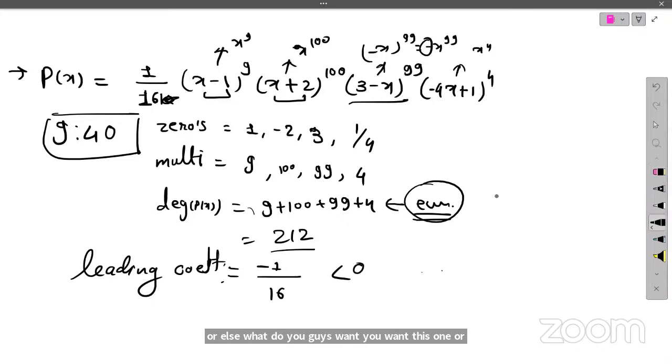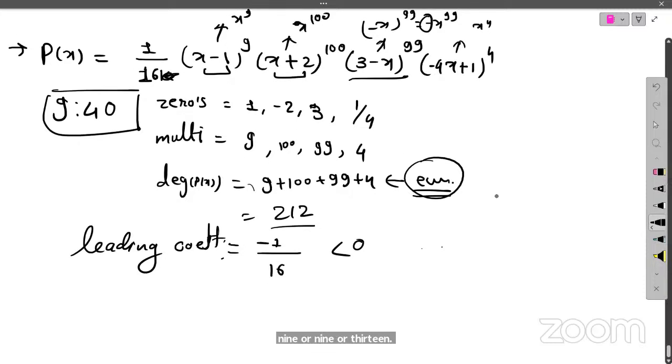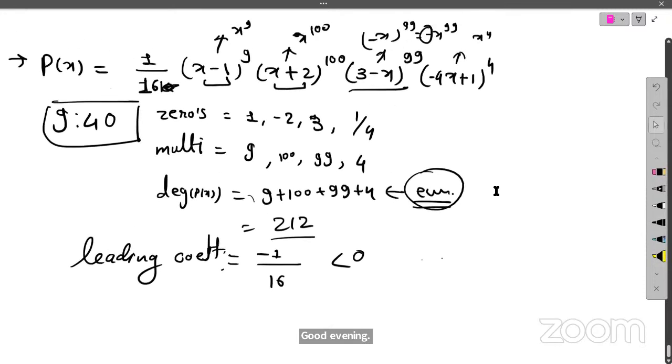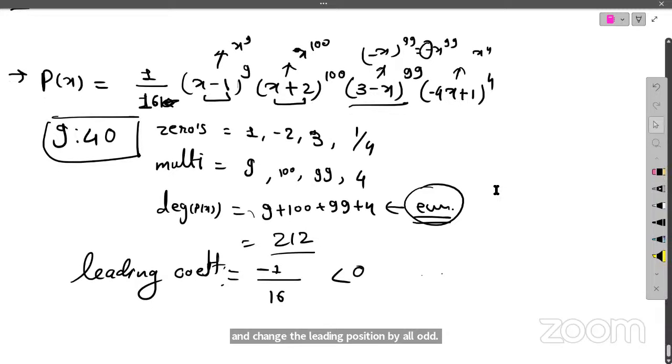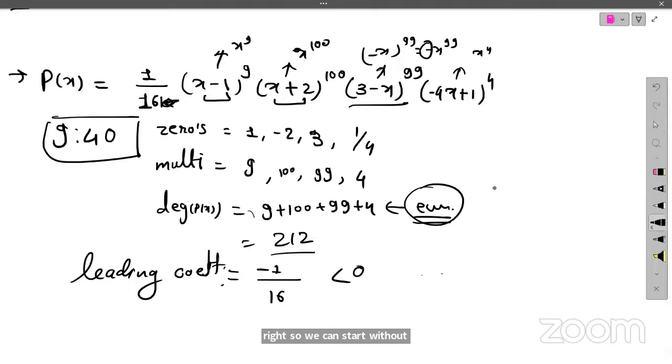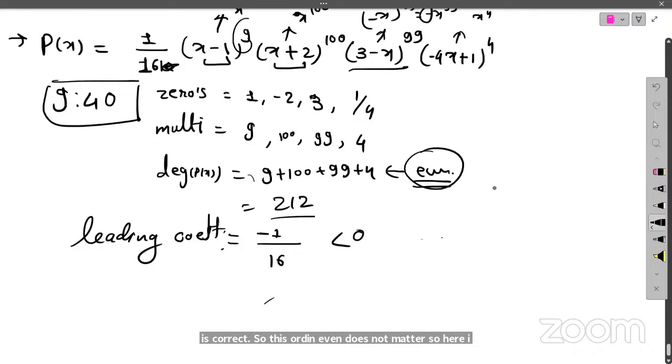Ma'am, change the leading coefficient by 9 or 12, 9 or 13. Change the leading coefficient by odd, right? But the leading coefficient being odd doesn't matter to us. Here in place of 9, I can do 10 so that it will become an odd degree polynomial. Only the sign of the leading coefficient matters, so odd and even does not matter. Okay, let's take 9 only, then we'll discuss something like this.